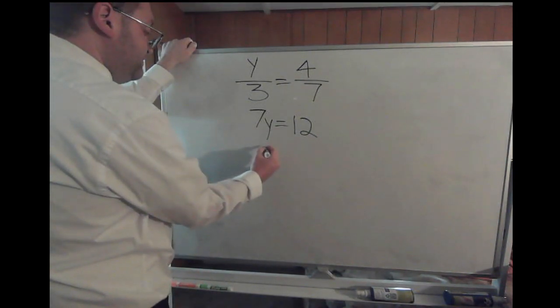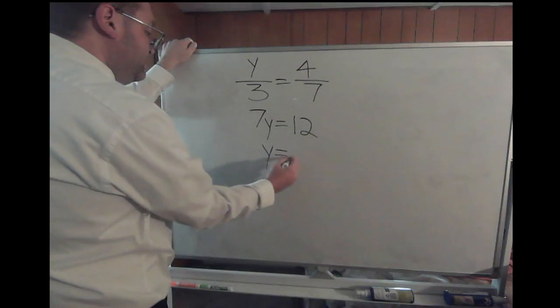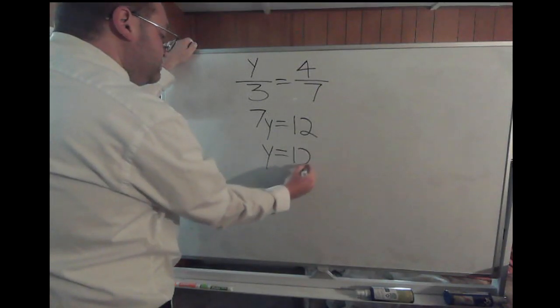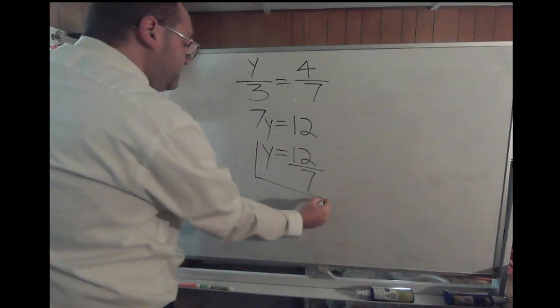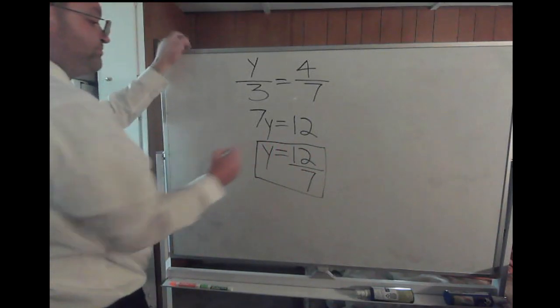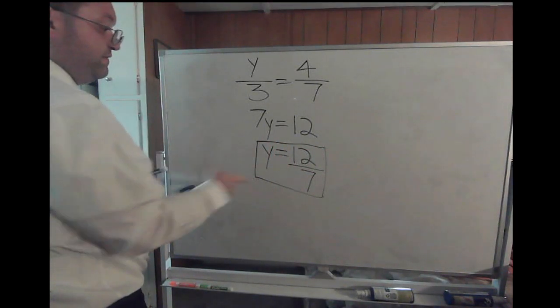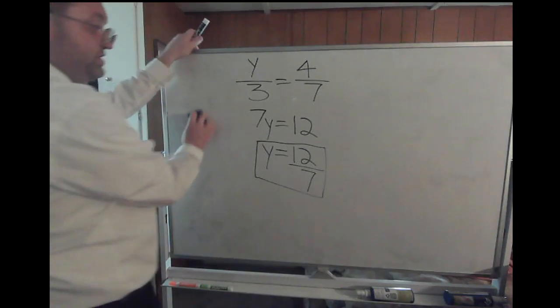If you do that on the left side, you just get y. Do it on the right, you get 12 sevenths. And 12 over 7 doesn't reduce any further, so your answer would in fact be 12 sevenths.